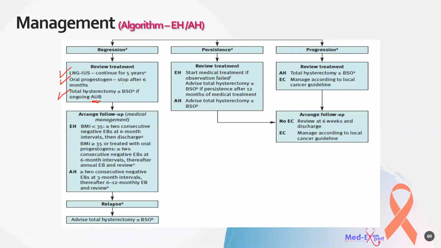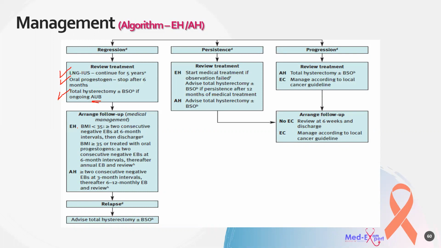For the oral progestogen, it's enough to stop the treatment after 6 months. But for the levonorgestrel IUS, after achieving 2 consecutive negative biopsies, we are going to discharge the patient from the follow-up program. For oral progestogen or for high-risk cases like body mass index more than 35, we are going to do annual follow-up. For atypical hyperplasia, we will continue 6 to 12 monthly follow-up for life.